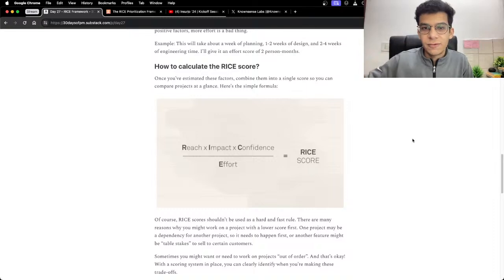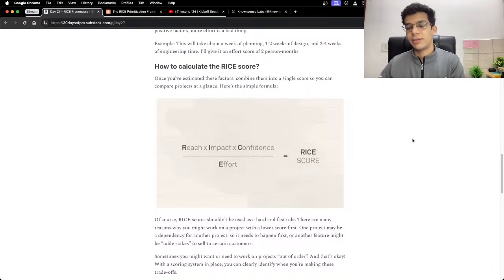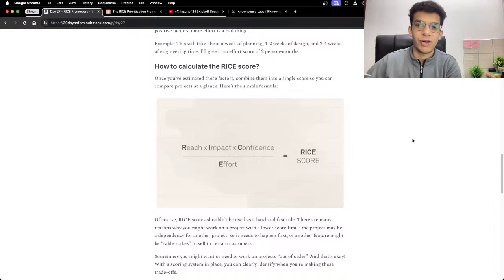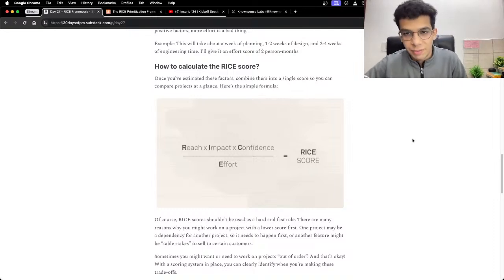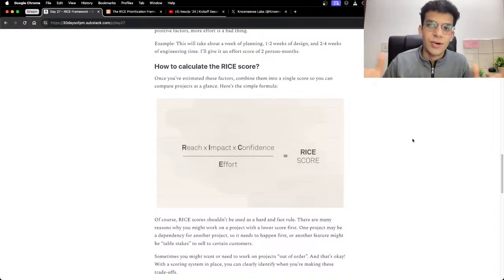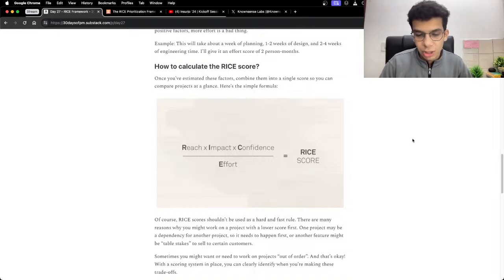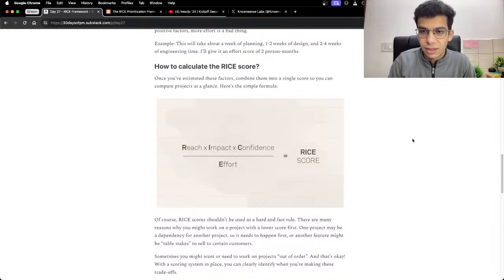So that gives you a way for multiple teams to collaborate on a specific feature, and essentially the decisions are a representation of the score that got generated from the metrics provided. So this is how you can use the RISE framework in order to prioritize. It's one of the easiest and simplest frameworks to get started with.